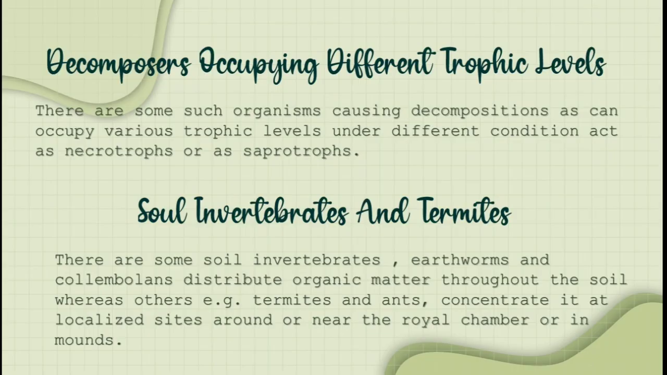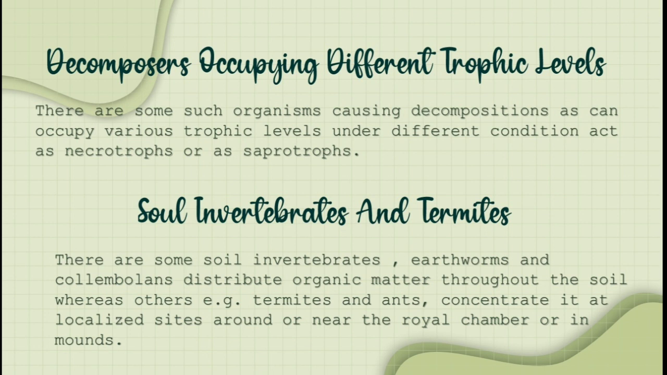Let's move on to decomposers occupying different trophic levels. There are some organisms causing decomposition that can occupy various trophic levels under different conditions, acting as necrotrophs or as saprotrophs. For instance, root parasites like Fusarium and Rhizoctonia are necrotrophs, which often show a saprotrophic tendency. In the same way, predators like foxes and kittens sometimes behave as saprotrophs. Biotrophs sometimes act as necrotrophs or as saprotrophs.